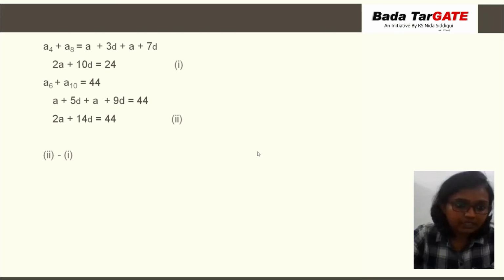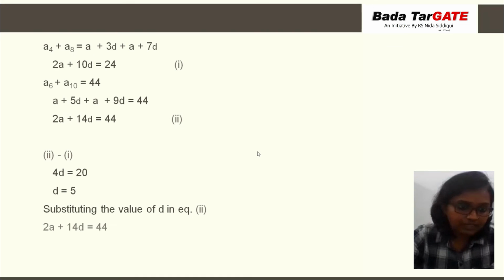So we need to subtract equation 1 from equation 2, which gives 4D is equal to 20. And therefore D is equal to 5. So we need to then substitute the value of D in equation 2, and we get the value of A from that, which is minus 13.